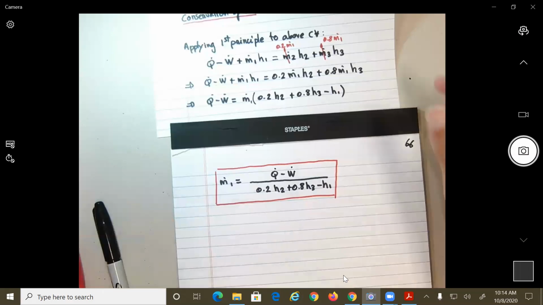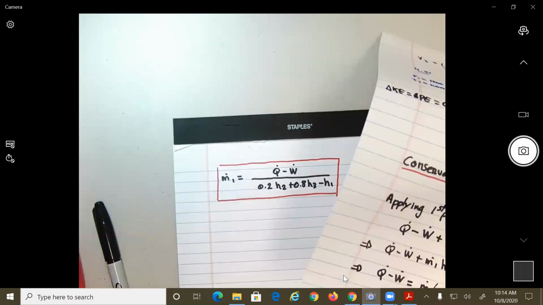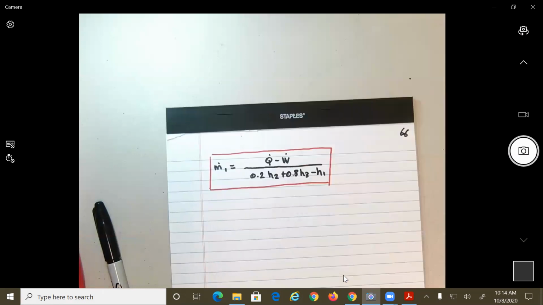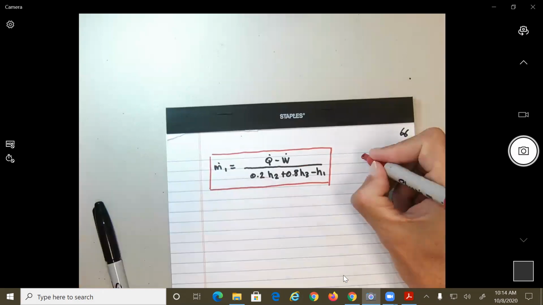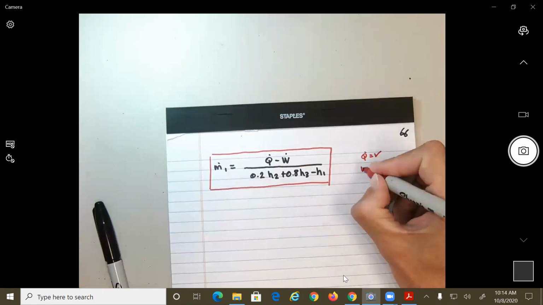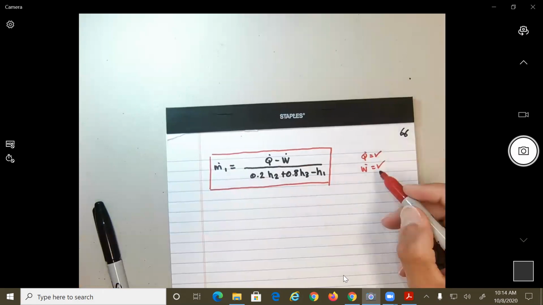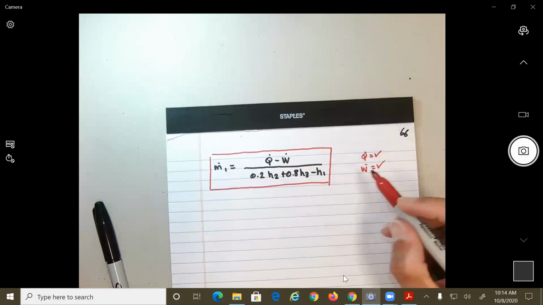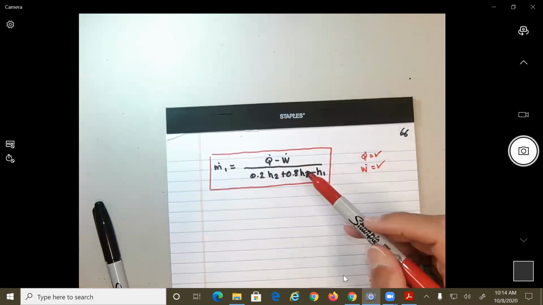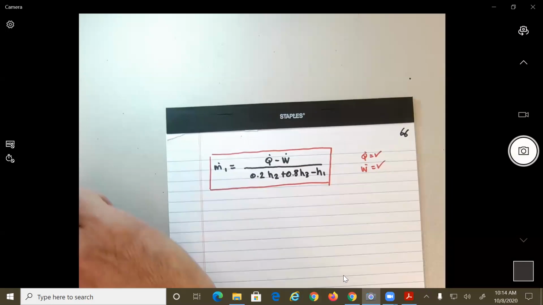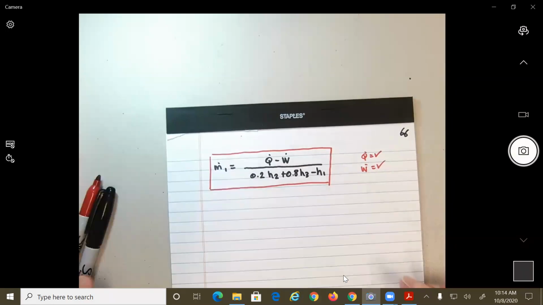Because now the rest is to know how to use the tables, no? And to do a numerical application. So in this equation, we know Q dot is given to us. The work of the turbine is given to us. So what do we need to find? We need to find H1, H2, and H3. Okay? So let's first find H1.